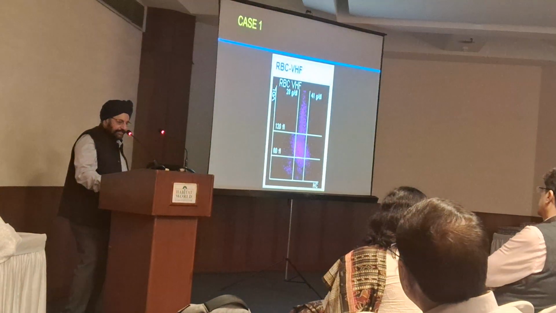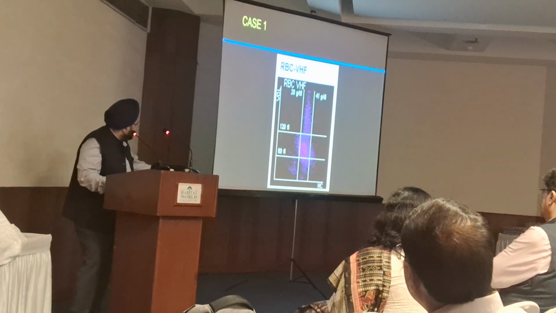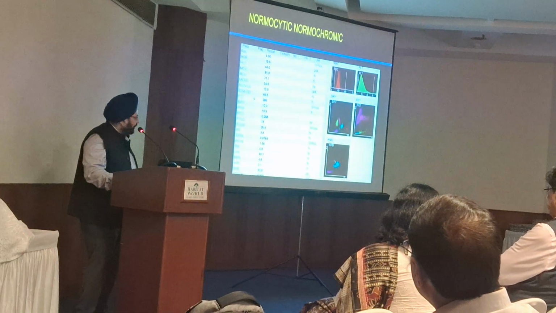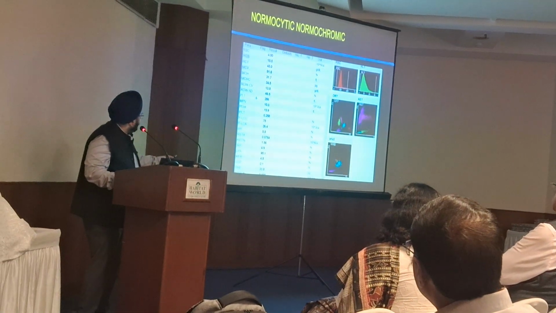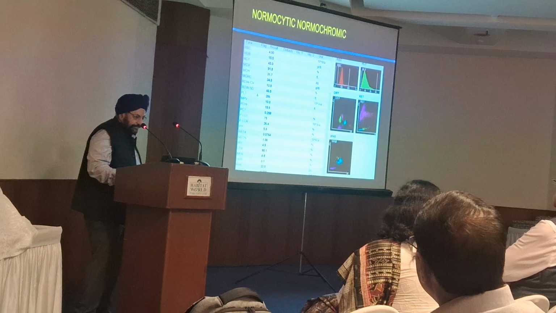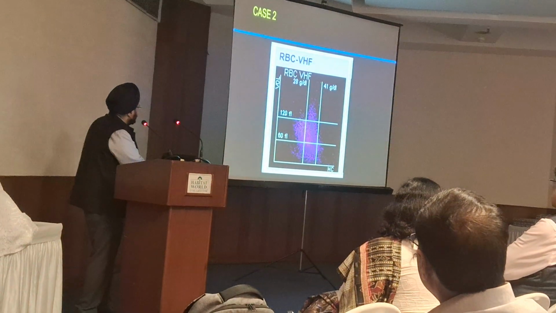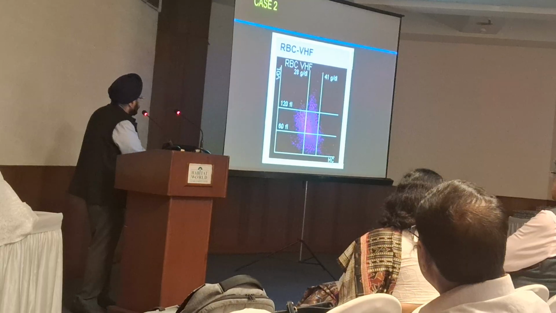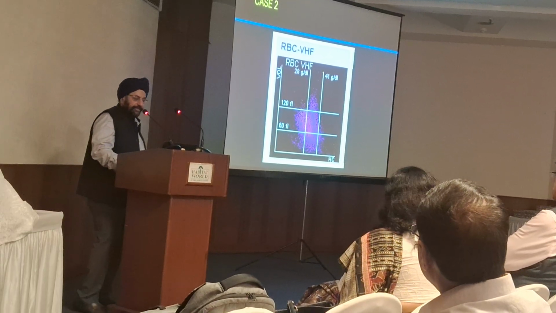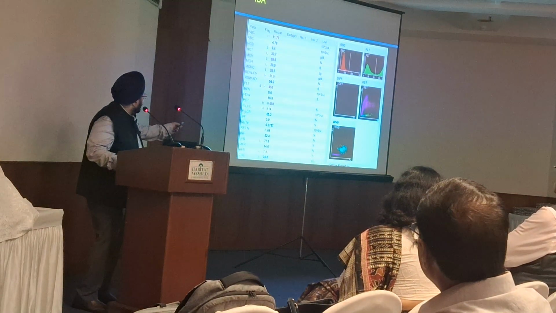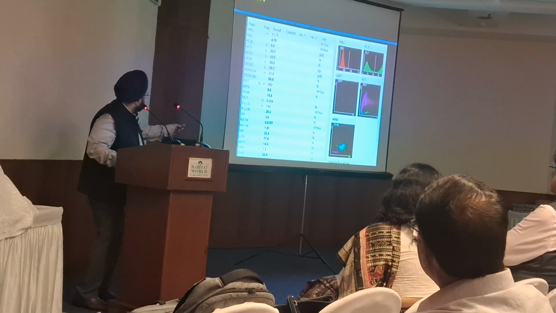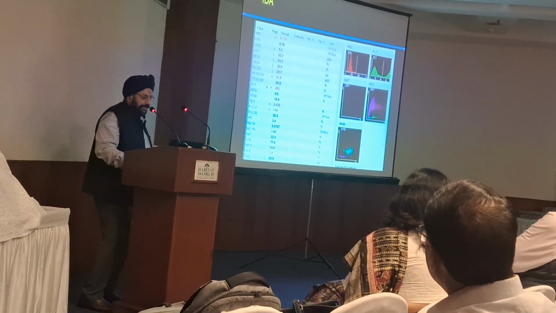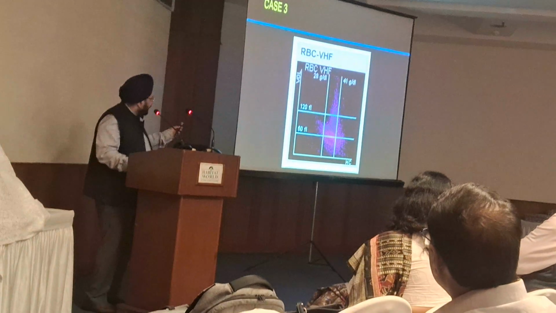So this is the first case. Most of the scatter is in this area. There is some small tailing here, mostly normocytic normochromic. You look at the MCV, 91.8, hemoglobin is 15.4. This case here has both microcytosis as well as hypochromia. This is classically microcytic hypochromic anemia, iron deficiency anemia. Hemoglobin 9.4, MCV 69, RDW is 21.5. It is classical IDA.